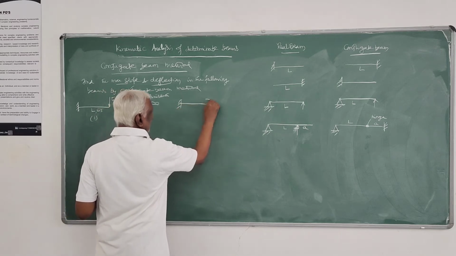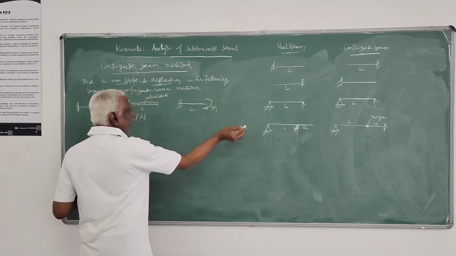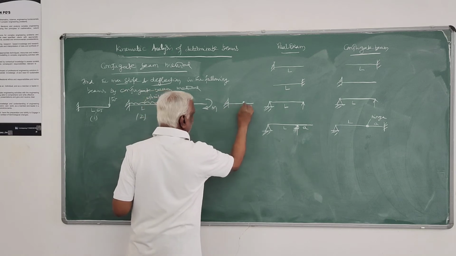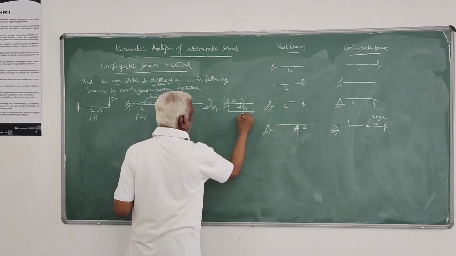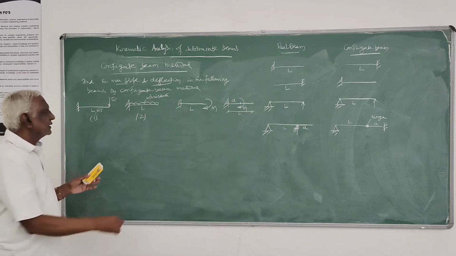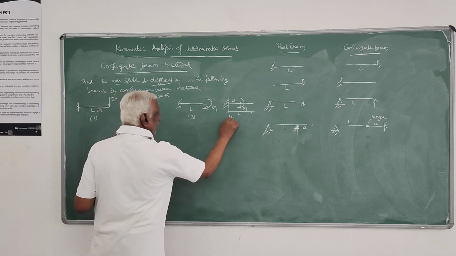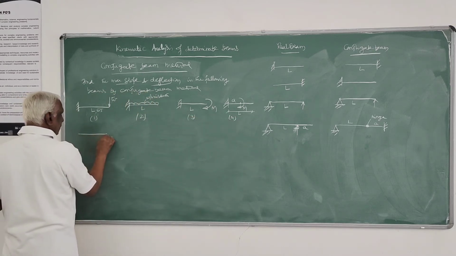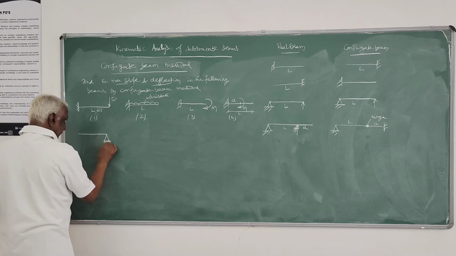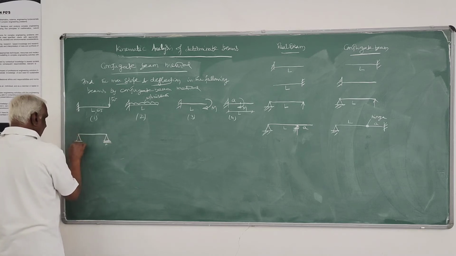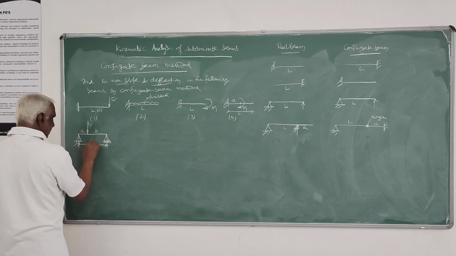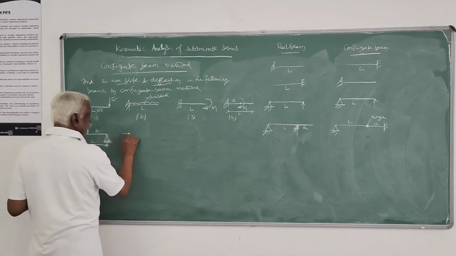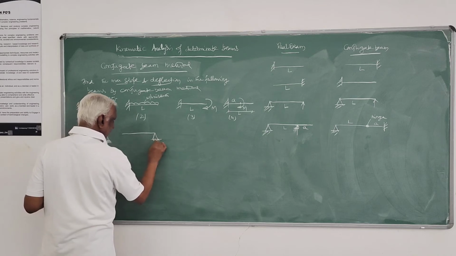You take a moment M, and all those things, whatever bending moment diagram I have given, the same cases you can take. Then these are 4 problems. Then the 5th problem, you can take a simply supported beam with load, with EI, a, b, and L. This is the 5th, and then the 6th you can take.